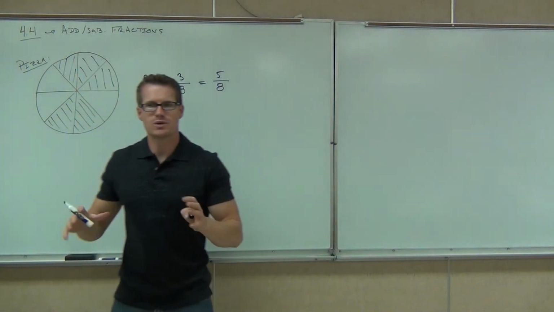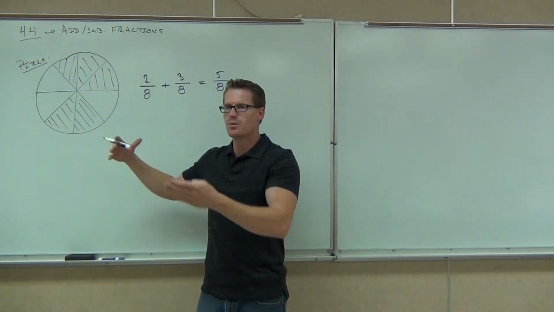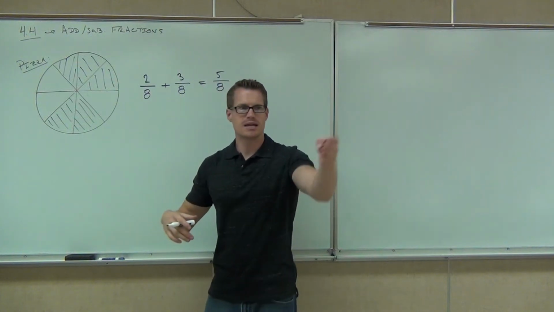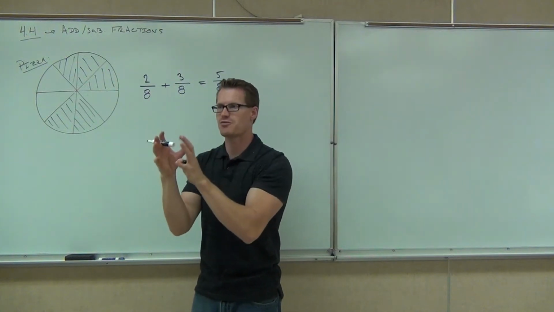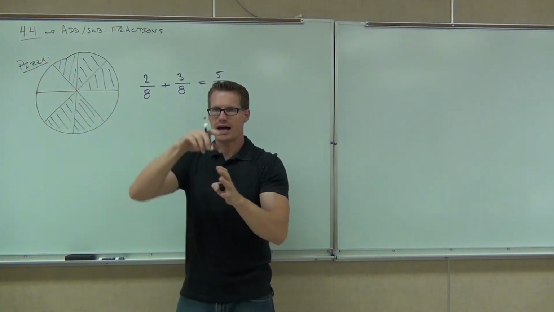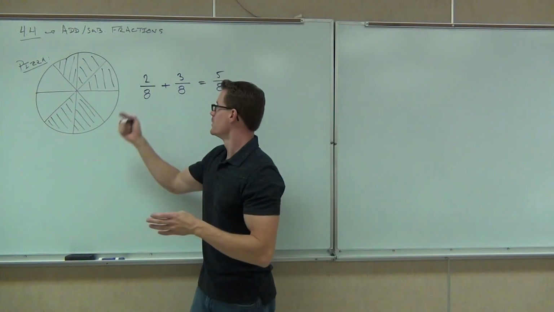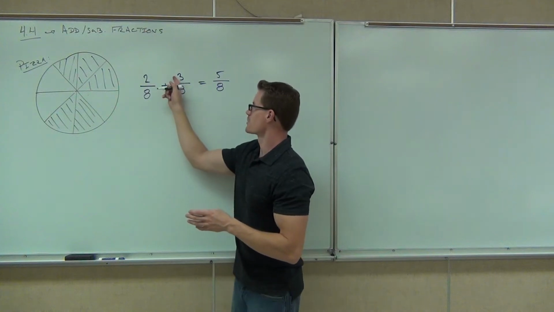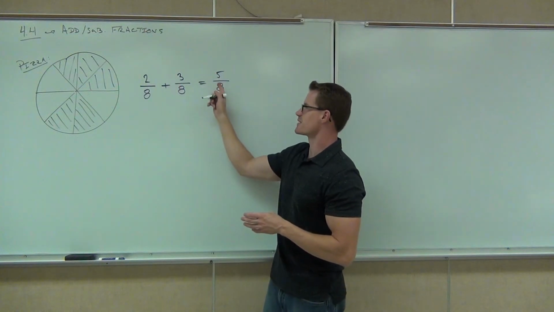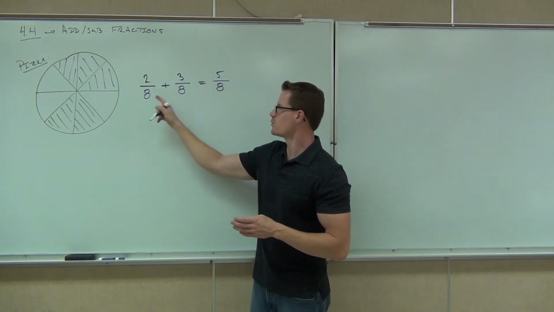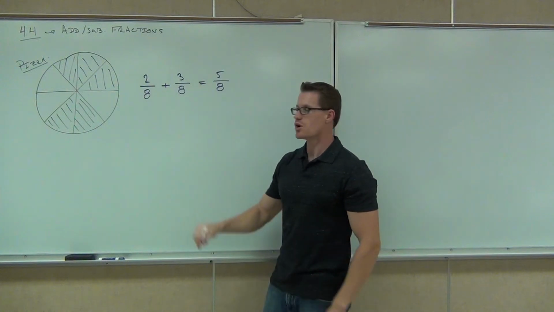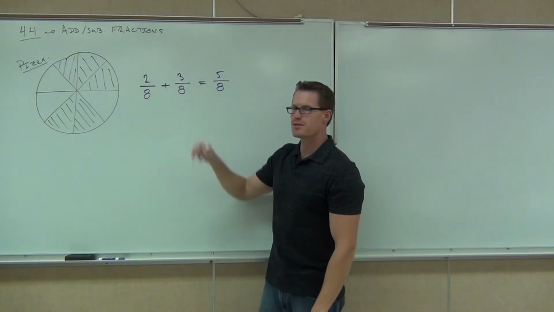But we didn't make this more pieces, right? When she had 2 pieces and he had 3 pieces, we added them together, they had 5 pieces. It was still out of 8 slices, wasn't it? It didn't magically go from 2 pieces out of 8 and 3 pieces out of 8 to 5 pieces out of 16. Why don't we add those numbers? We add the top numbers. Why didn't we add the bottom numbers?